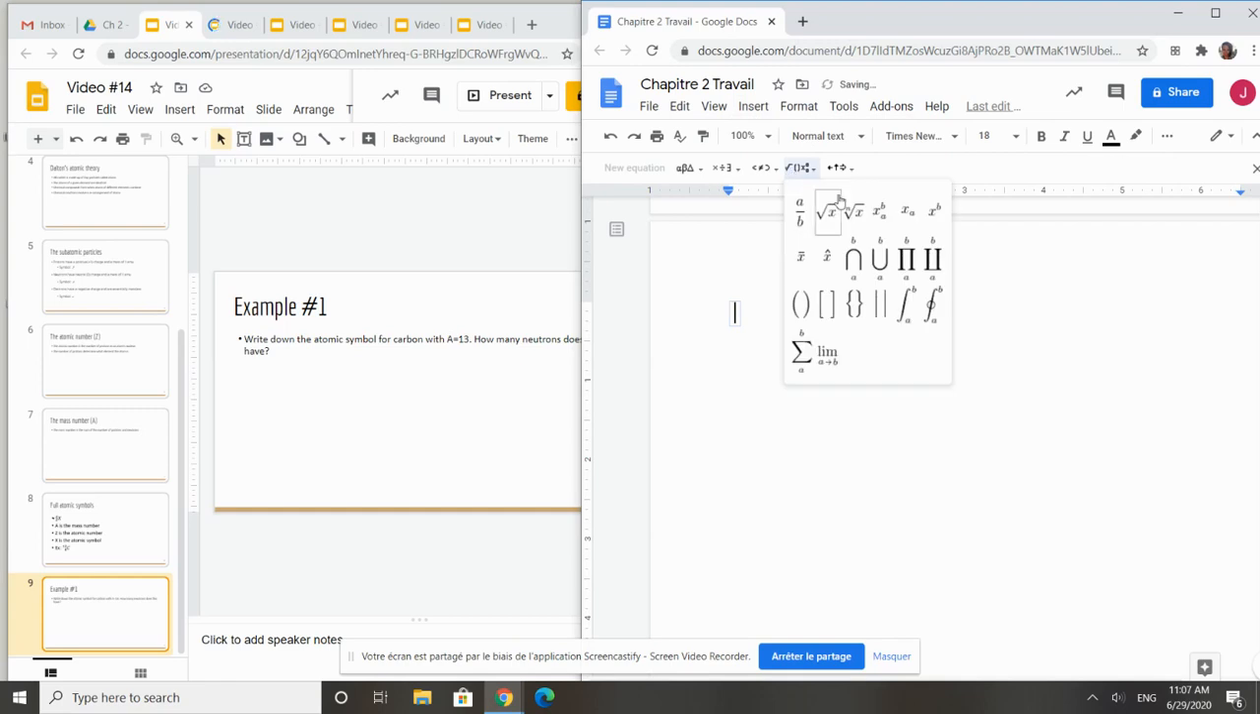All right, so the question says that it is carbon. So I go to my periodic table, I find carbon, and I see that its atomic number is 6. And then the question tells me that the mass number is 13, so I just put 13 there. And then it's carbon, so I do C. And then for the number of neutrons, it's just 13 minus 6, so 7 neutrons.